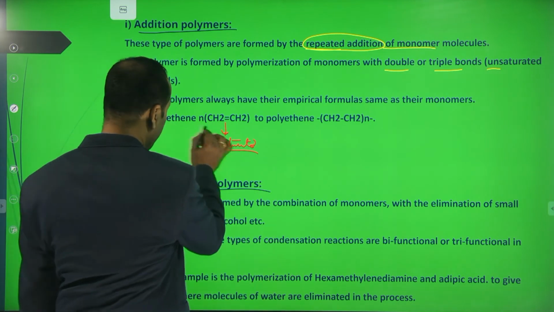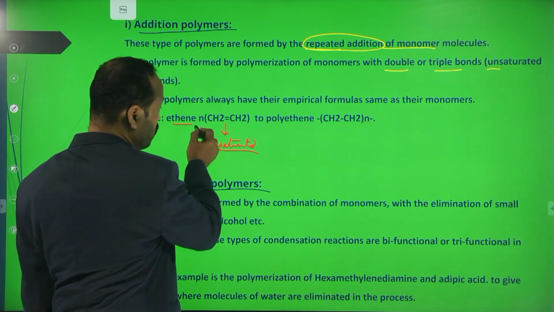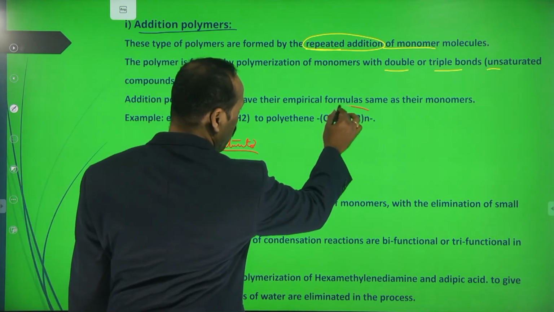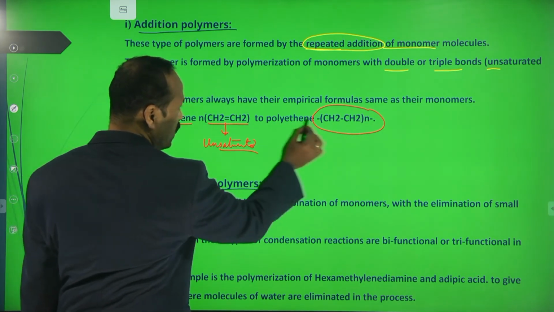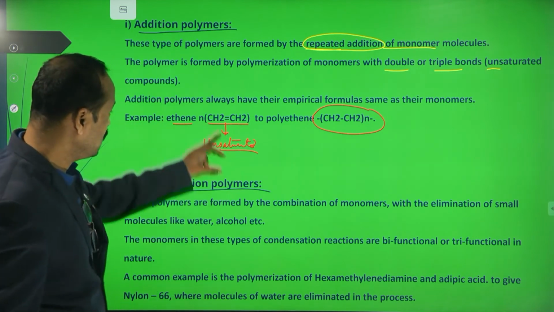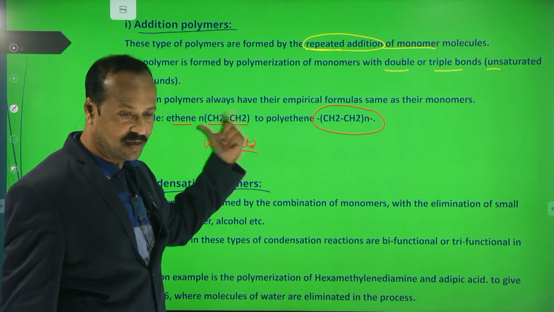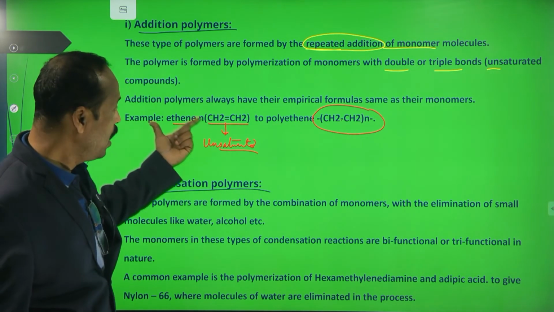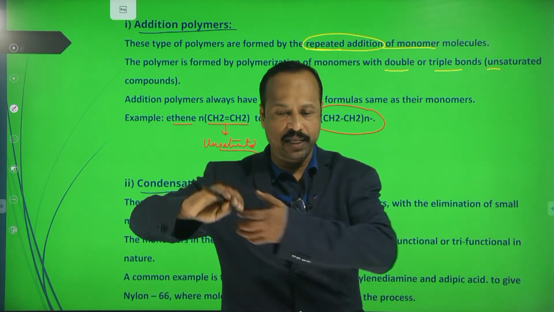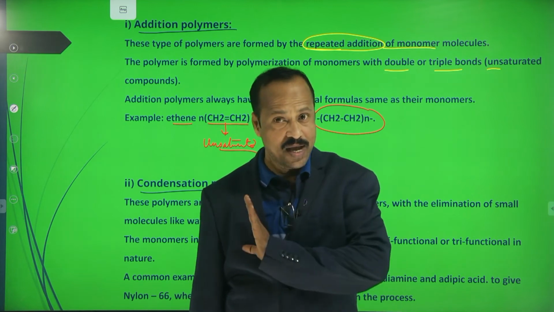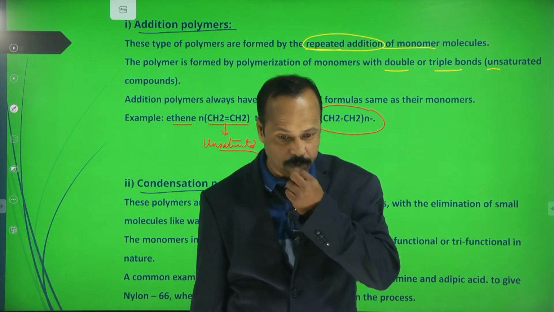So here you see, this is ethene. Many ethenes, which is what poly means, join to form polythene. This is ethene, the monomer, and this is the polymer. The difference you see is that here a double bond is there and here a single bond is there. Did you understand the difference? This is called addition polymerization. Addition means just joining, adding one over the other. Nothing will be eliminated, removed or lost.